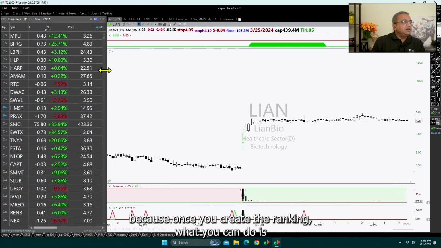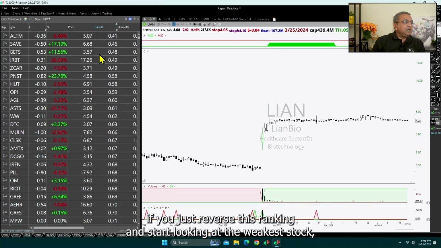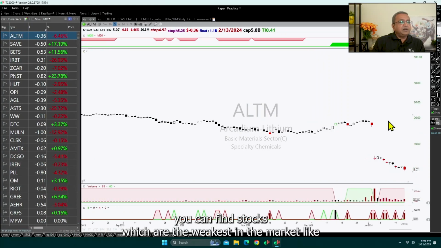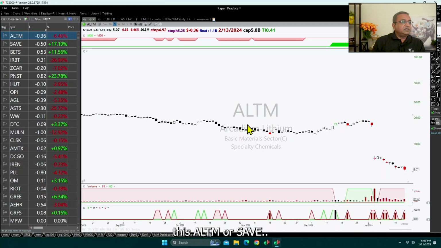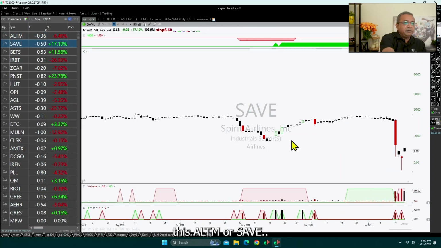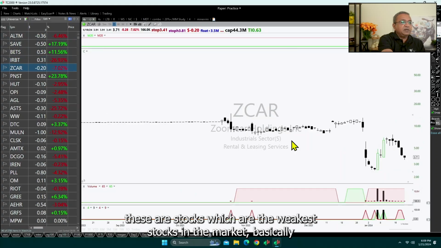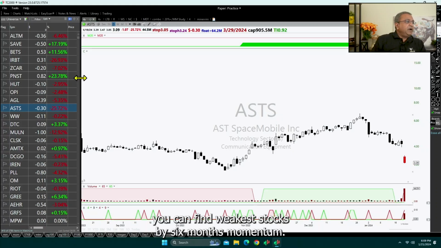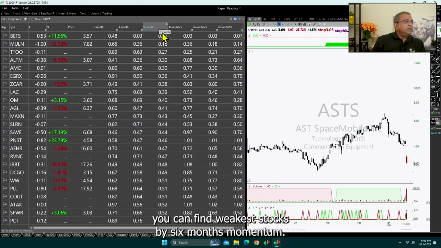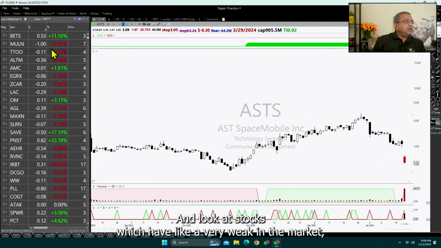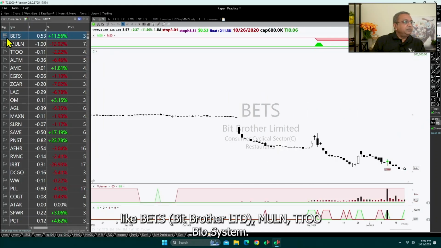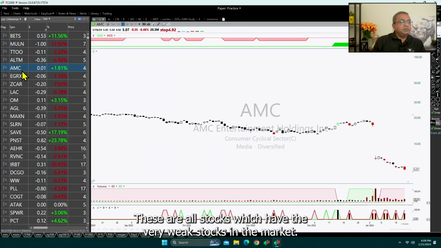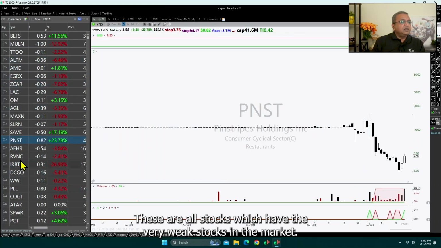Now this same ranking you can use to find the weakest stocks in the market, because once you create the ranking, if you just reverse it and start looking at the weakest stocks, you can find stocks which are the weakest in the market, like this ALTM or SAVE. These are the weakest stocks in the market, basically, right? And in the same way you can find the weakest stocks by 6 months momentum, like Bates, Pitt Brothers, MULN, T2 Biosystem. These are all very weak stocks in the market.